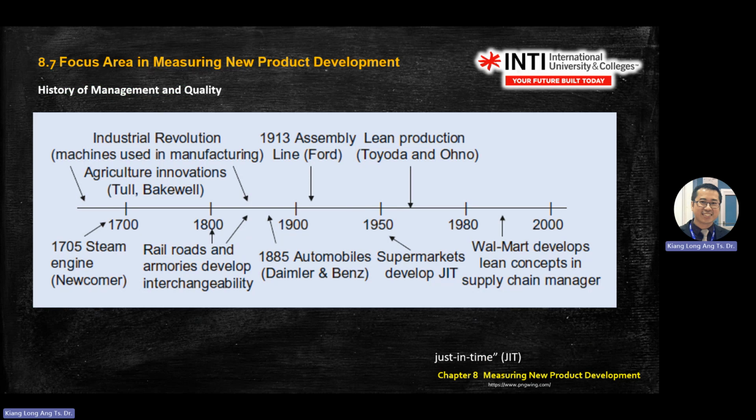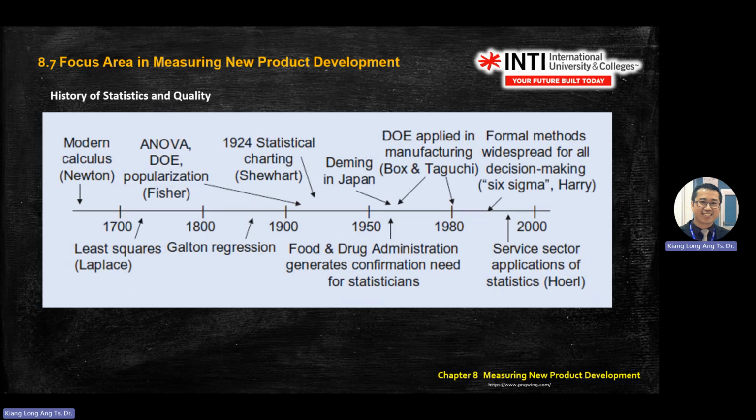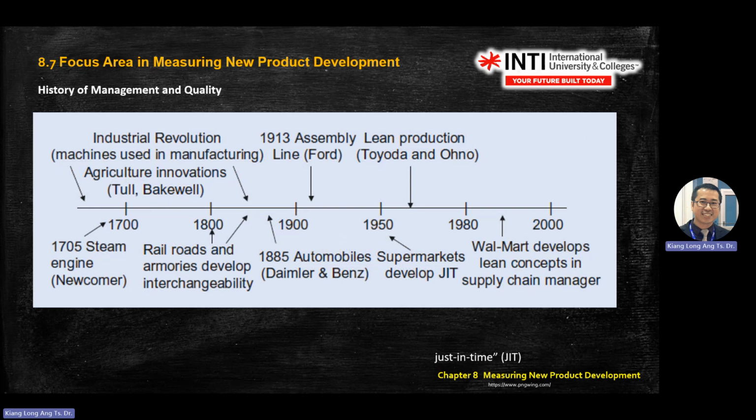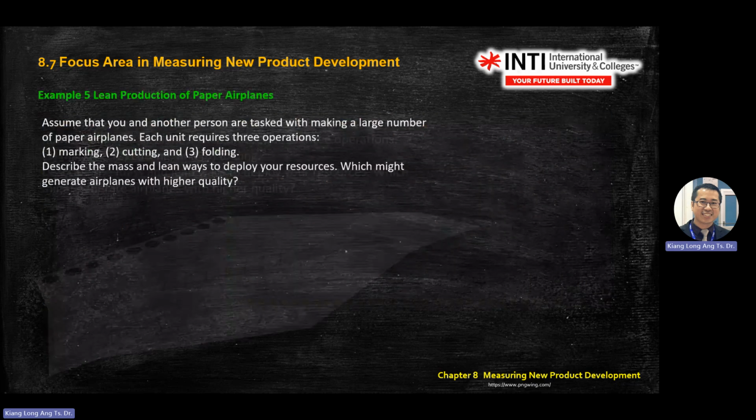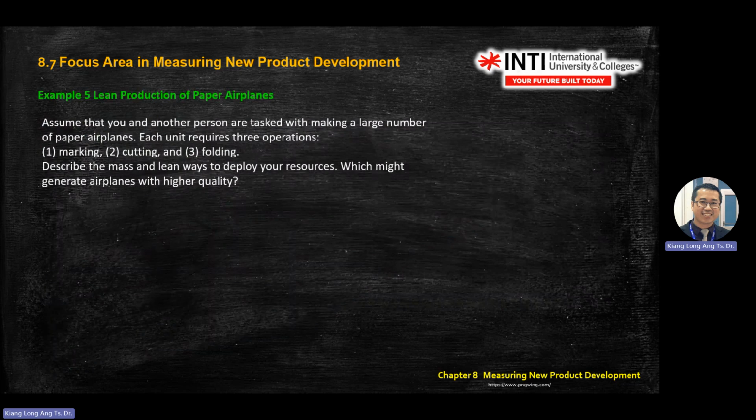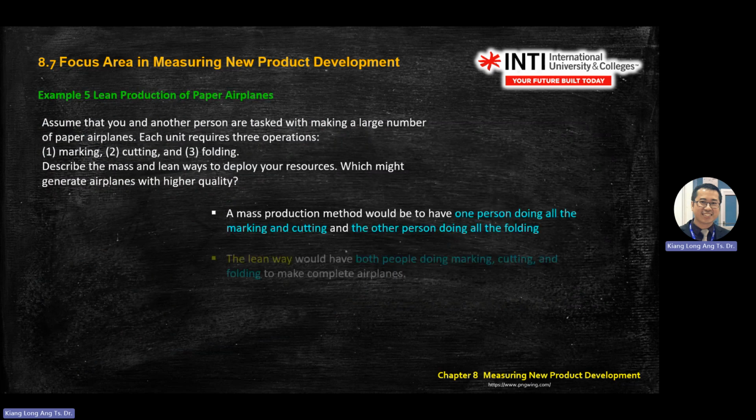This is just a history on product management. It starts from where? Start from the industrial revolution when the machine was developed. Use steam engine, railroad, automotive, supermarket, Honda, Toyota, Ohno. This is start to use lean production. Then Walmart and so on. From 1770 until 2000. So this is just an application of lean production. Go have a read. Example 5.